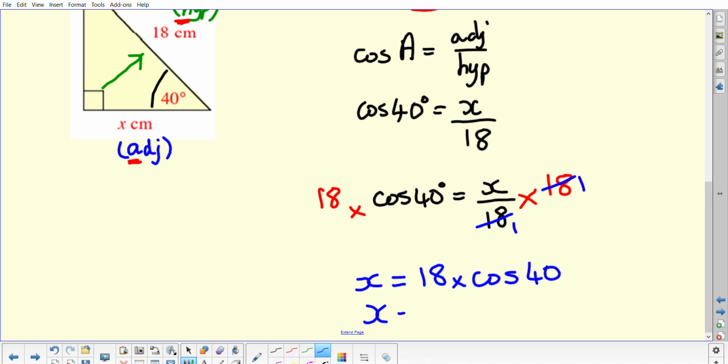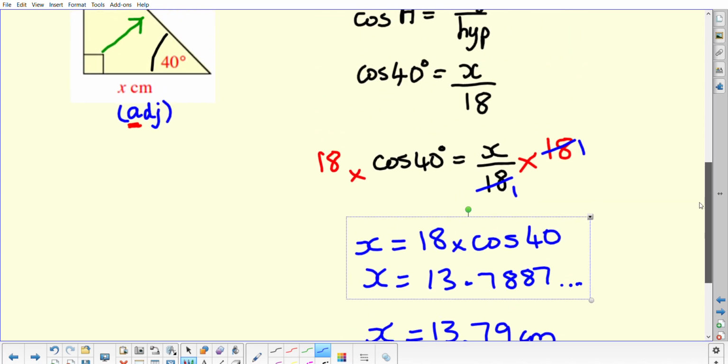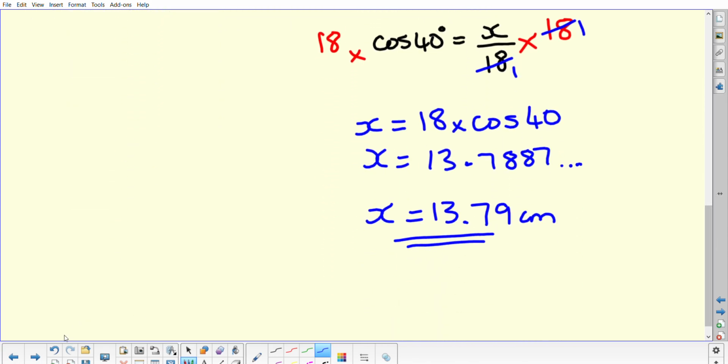And this bit I do on the calculator, so X equals 18 times cos 40, and when I've done that I get the answer of 13.7887, whole load of other figures. I'm rounding to 2 decimal places, so my answer should have been 13.79, and my measurements are in centimetres, and that would be my final answer. So I have to round to 2 decimal places there, and that's it. So that's how you would use the cos ratio to work out your missing side.